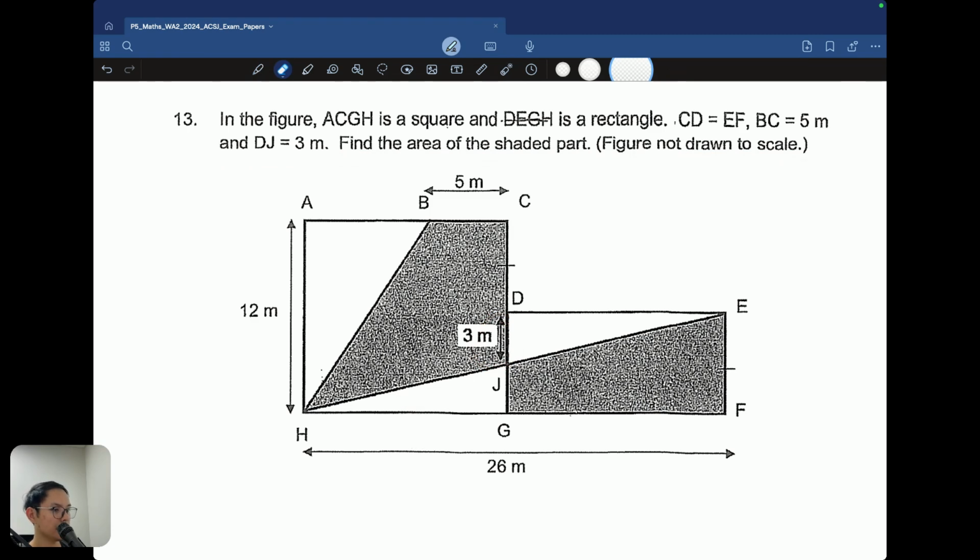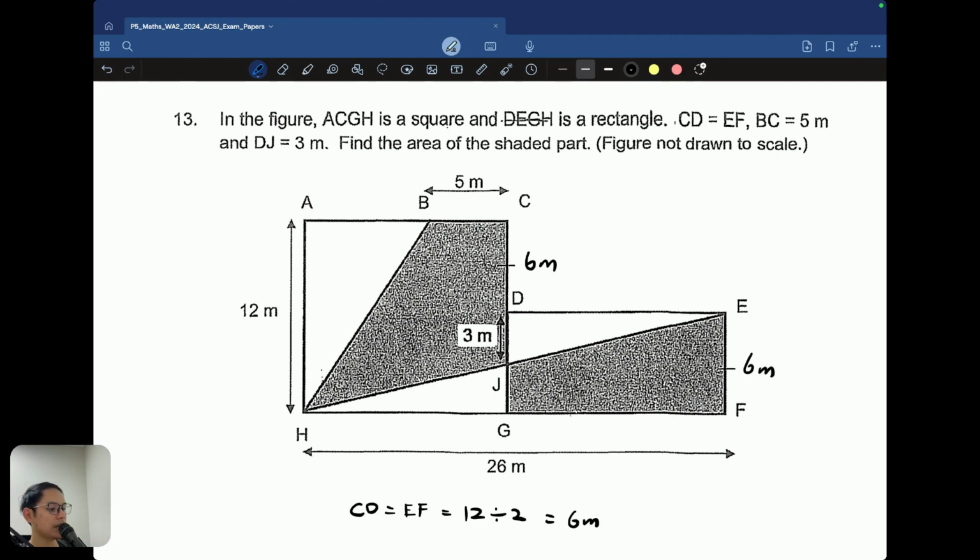Okay, so let's do it. First thing first is that we need to make sure we understand all of the different sides. Since we know that CD over here is the same height as EF, that means this is just half, right? So CD or equal to EF is equal to 12 meters divided by 2, which is basically 6 meters. So we have 6 meters over here and 6 meters over here.